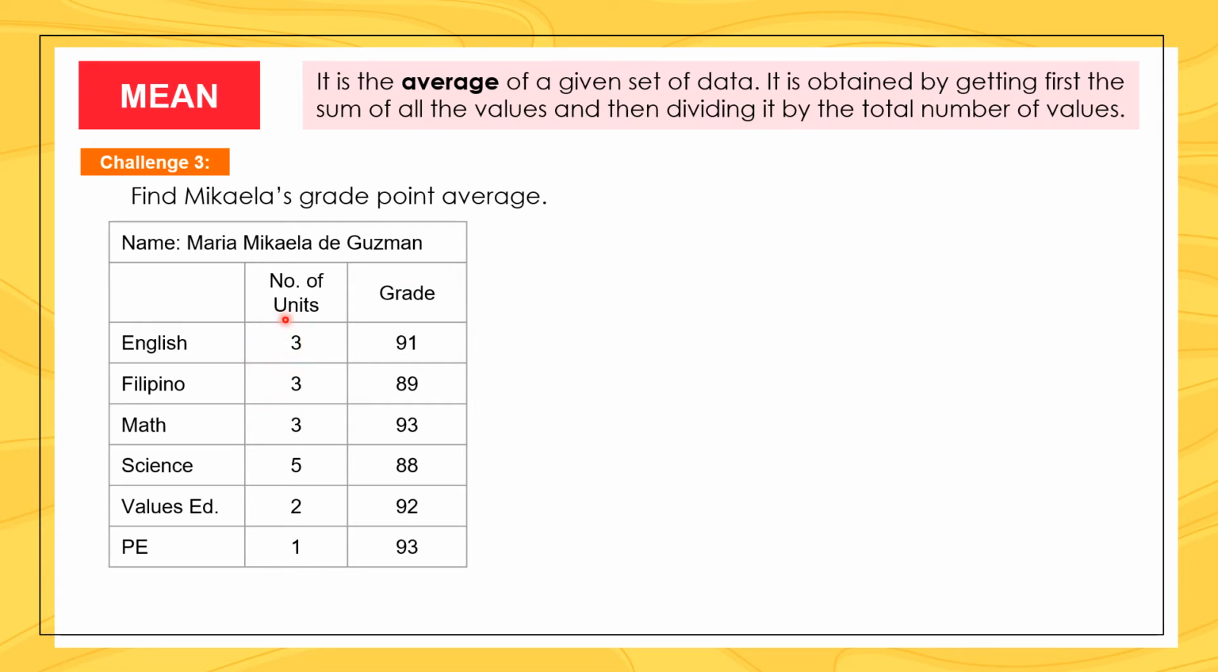Not all the subjects have the same number of units. In this case, for example, English, Filipino, and Math have 3 units each, while for Science it is 5 units, for Values we have 2, and for PE we got 1 unit. So in college, not all the subjects have the same number of units, right? The major subjects, of course, have the most weight or the most units. The highest is 5, if I'm not mistaken. And of course, those minor subjects like PE and NSTP and the like have only 1 unit.